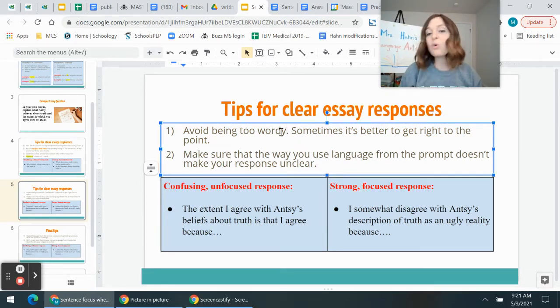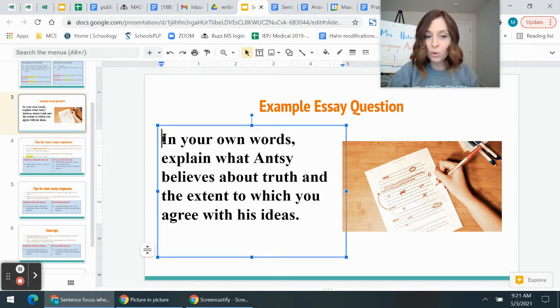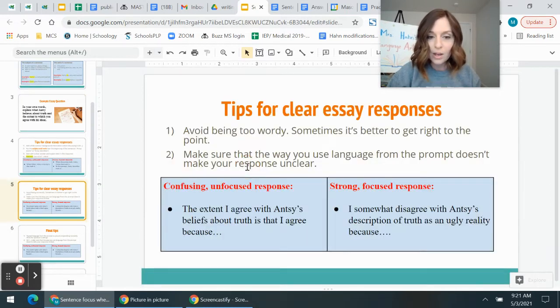Number 2, make sure that the way you use the language from the prompt doesn't make your response unclear. So remember, let's look back at our prompt. "In your own words, explain what Antsy believes about truth and the extent to which you agree with his ideas." Now, typically, I teach students to take that prompt and just reverse it, right? So, "Antsy believes that truth is blank, and I agree with him because," or "I disagree with him because." But you want to make sure that you don't get jumbled with your words. When you're trying to rephrase the question and use the same language, you don't want to get too jumbled, too wordy.